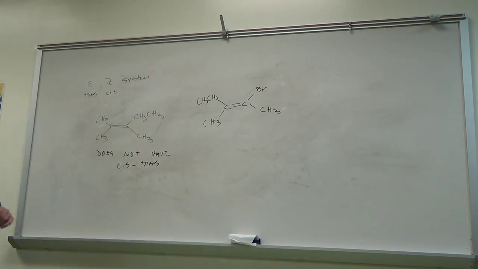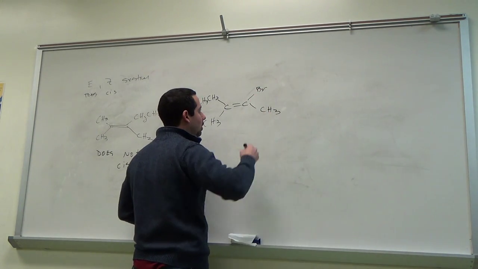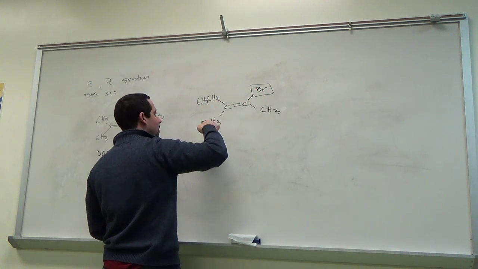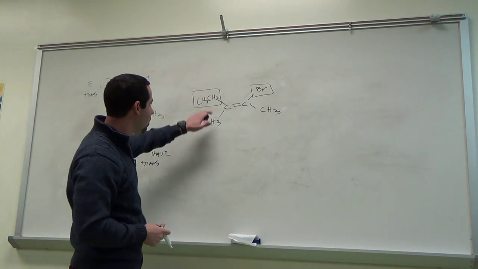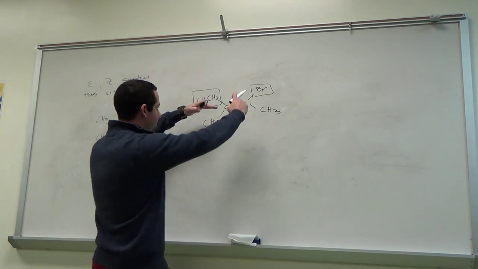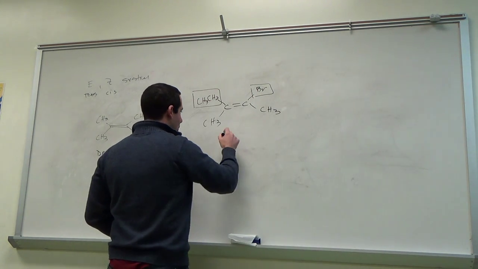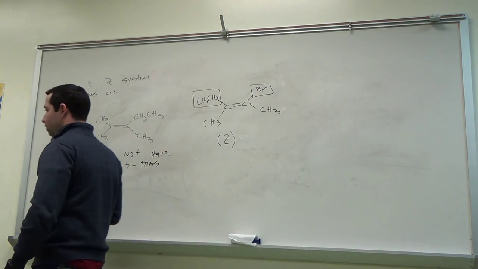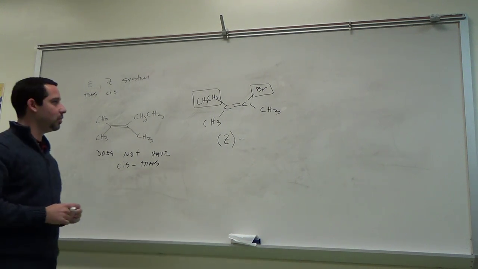Okay, so we assign priority. Priority here is which one has higher priority? Bromine has a higher priority. And from here, this has a higher priority. Of course, we only have to look here. So this happens to be on the same side. So we're going to call this Z. Yes or no? Z.